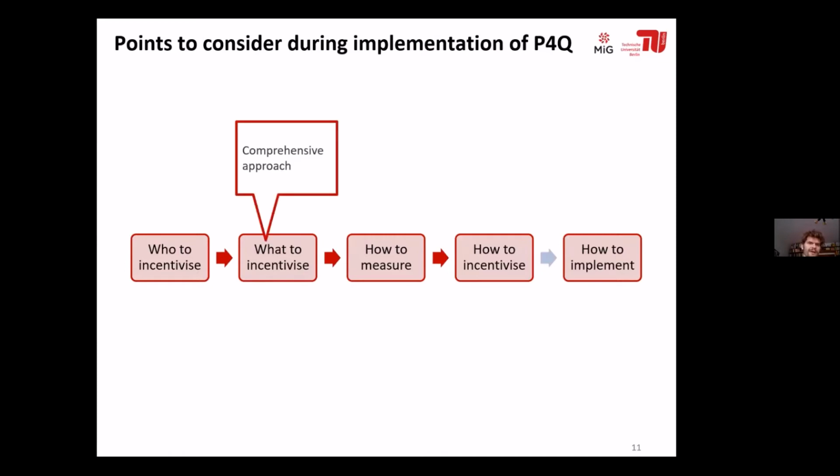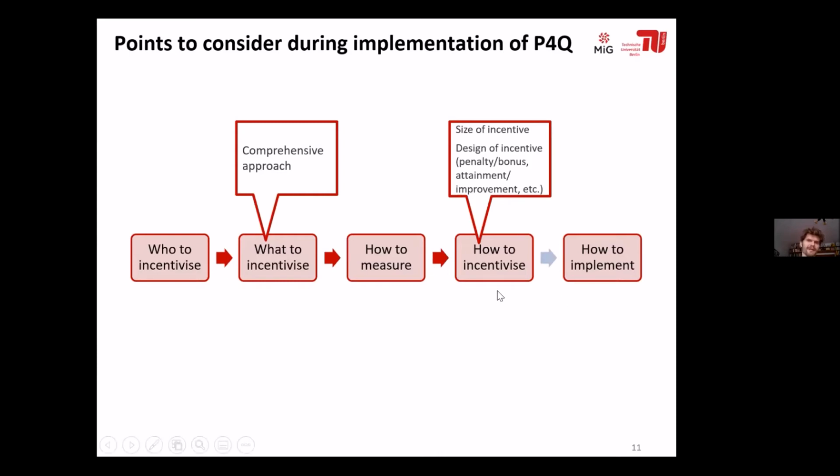What to incentivize? And there it's clear that it's best to have a comprehensive approach that covers different areas of care, so to avoid that providers focus on certain aspects of care and ignore other aspects of care. How to measure? There are many guidelines for how to measure quality of care, and there's a whole range of indicators, and there are many examples in existing P4Q programs that can be used to get inspiration about how to measure the quality of care in both primary care and hospital care.